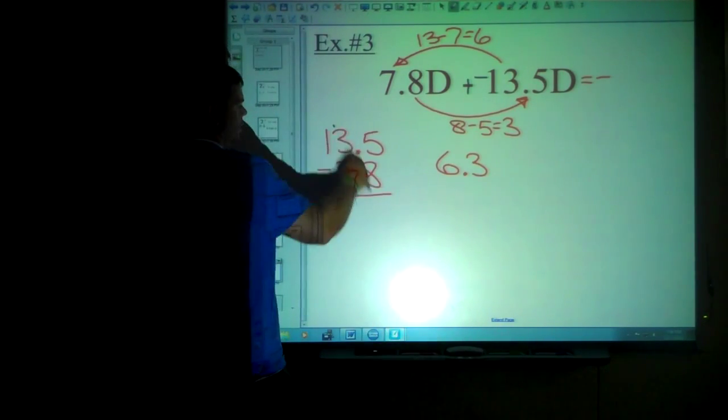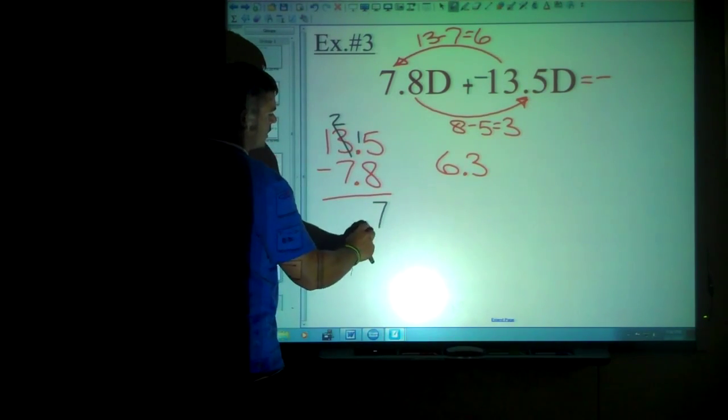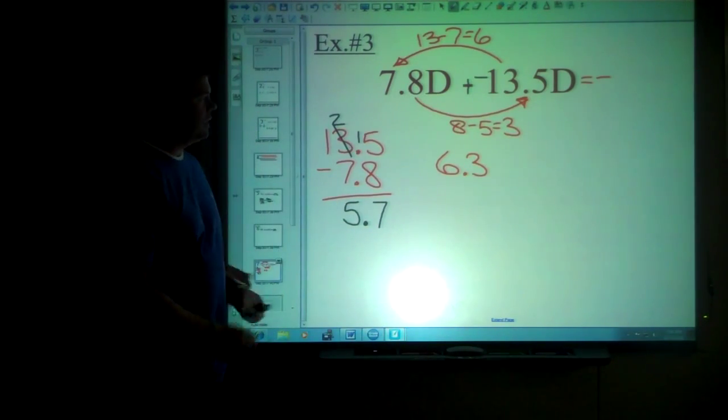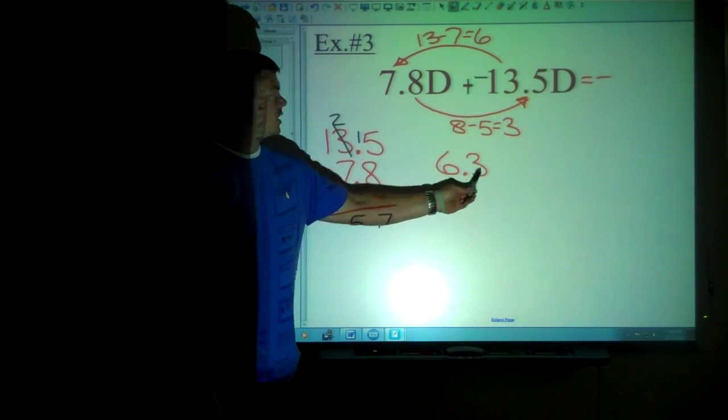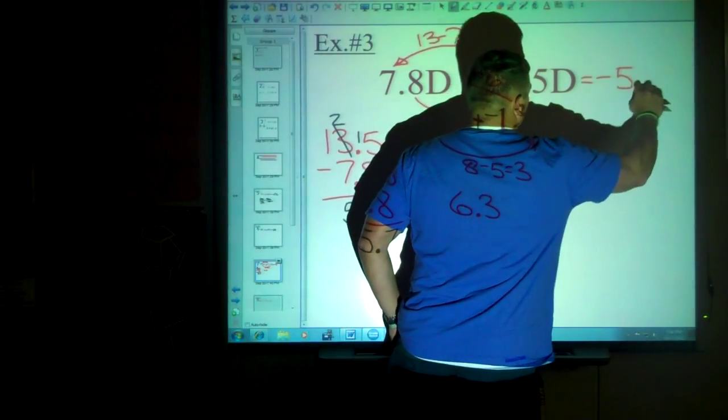Now you can borrow. You'll have 12. 15 minus 8 is 7. Bring your decimal straight down. 12 minus 7 makes 5. There's a big difference between 5.7 and 6.3. Our answer is negative 5.7.